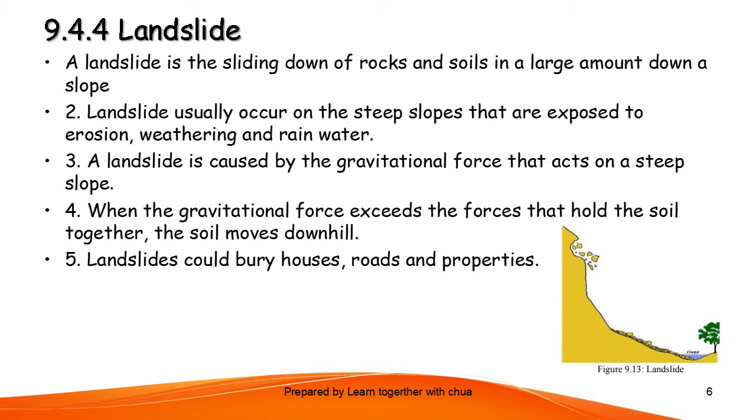A landslide is the sliding down of rock and soil in a large amount down a slope. Landslides usually occur on steep slopes that are exposed to erosion, weathering, and rainwater. A landslide is caused by the gravitational force that acts on a steep slope. When the gravitational force exceeds the force that holds the slope together, the slope moves downhill. Landslides could destroy houses, roads, and property.